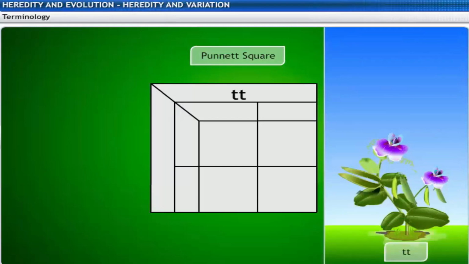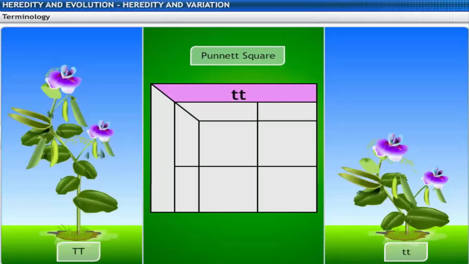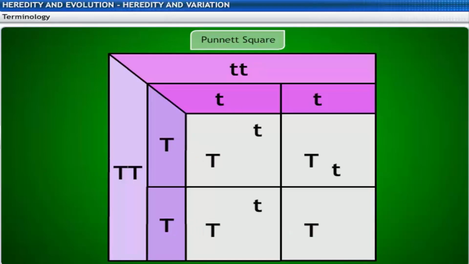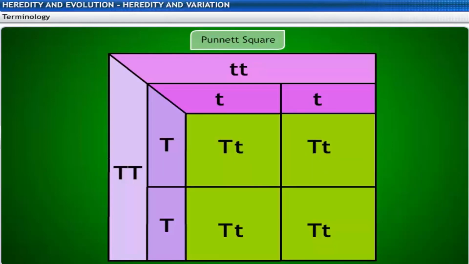Place the genetic combinations of the parents, like parent tt, along the right of a grid, and the other parent TT along the left of the grid, and the alleles of the gametes T and t below the parents. Combine the parent alleles and place the offspring's possible genetic combinations in the boxes below.